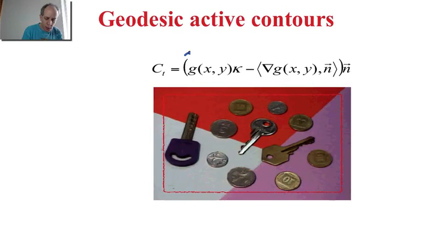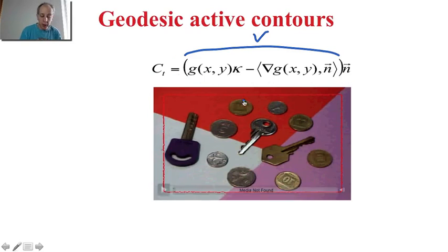So this is V. This equation looks very long, but it's nothing else than a deformation with a certain velocity in the normal direction. So this curve is going to deform with a certain velocity. Now, what are these terms? Here's the curvature, no problem, we know it. Here's the normal. What's G? G is a function that depends on the image, for example, 1 over the gradient of the image.